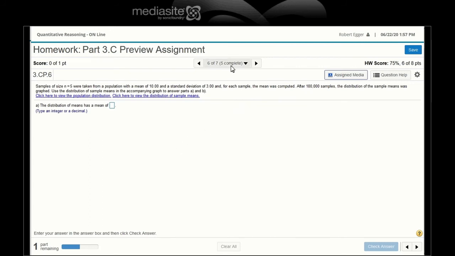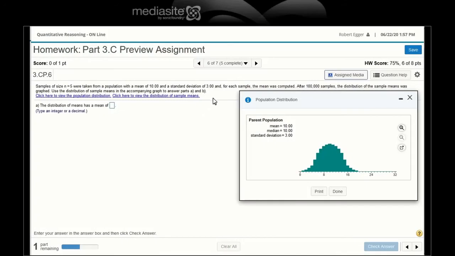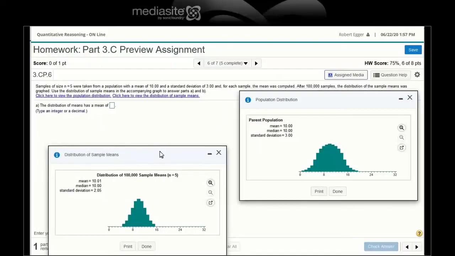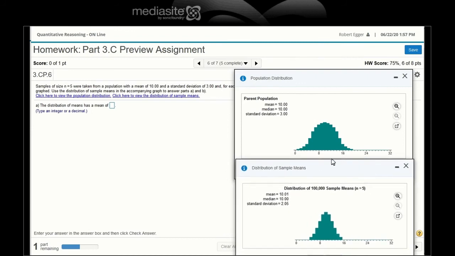Okay. 6. Samples of size n equals 5 were taken from a population with a mean of 10, standard deviation of 3. We just looked at that guy. That's this guy. All right. For each sample, the mean was computed. After 100,000 samples, 100,000 samples of size 5, the sample distribution looks like this. Okie dokie. And use these to answer A and B.